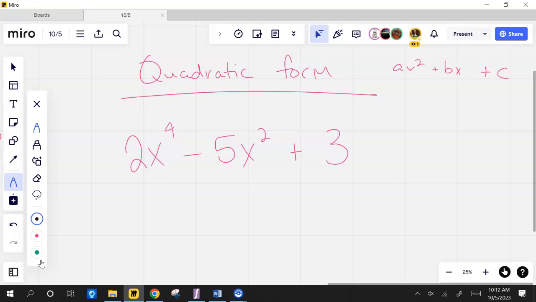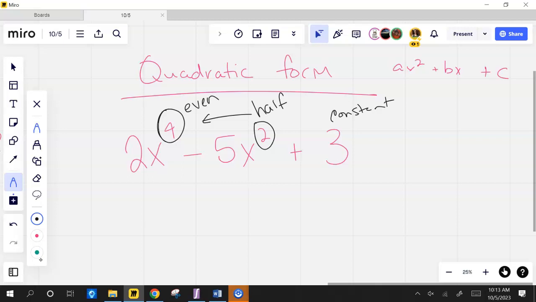So here's what has to happen in quadratic form. The first exponent is even. The middle exponent is half of that first exponent. And the last term is a constant. Okay? Evens, half, constant. If you have that set up, you can factor it the same exact way you factor a quadratic trinomial.